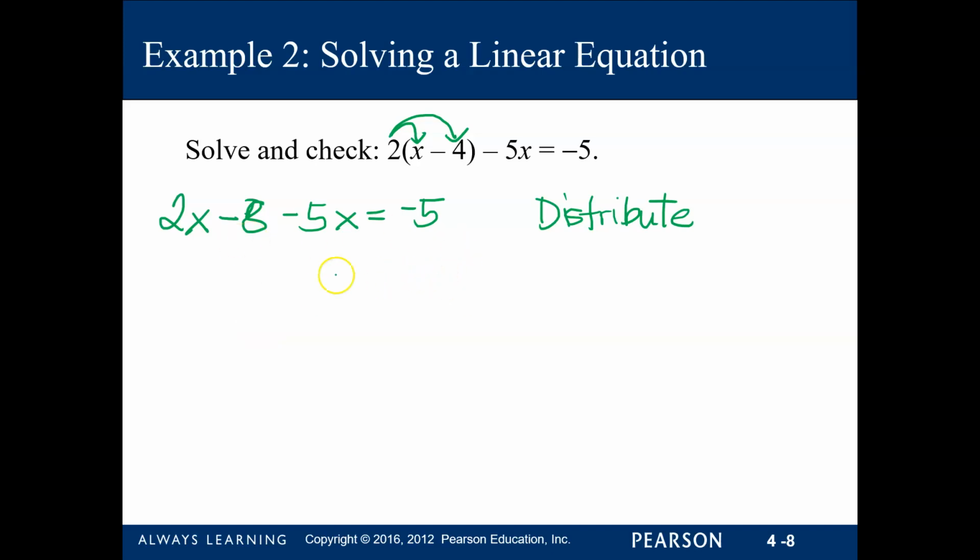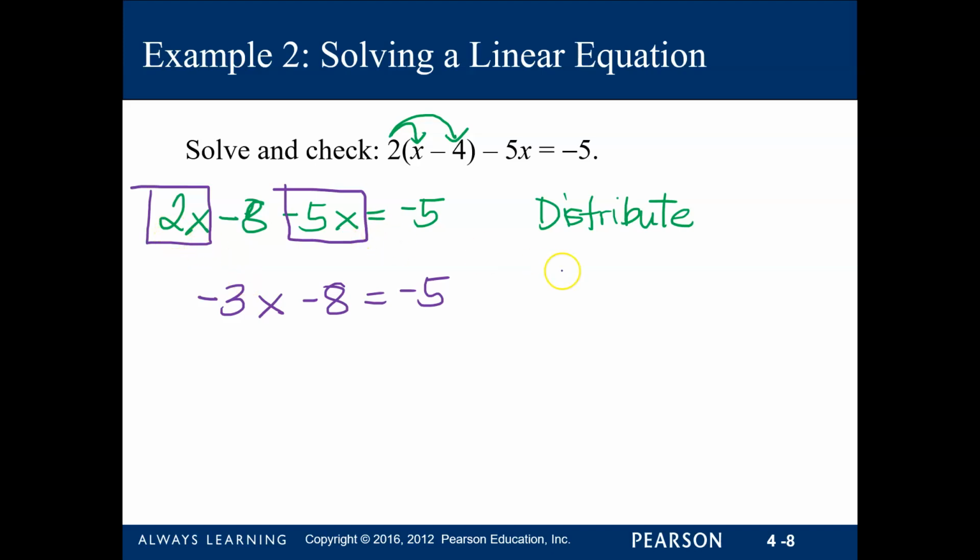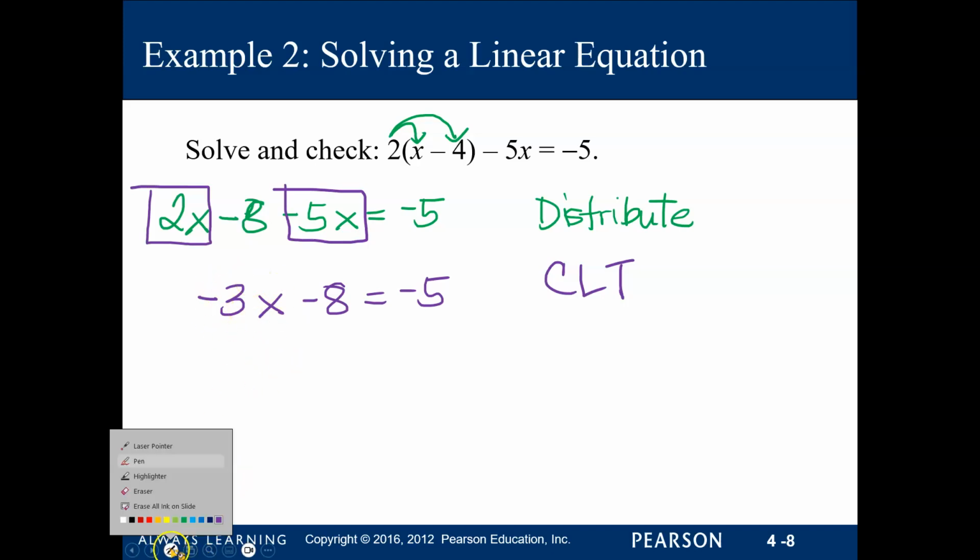And then what do we do next? Well, we can actually switch minus 8 and minus 5x here, or you can already work with combining like terms. You can see that you have the 2x and the minus 5x. If we combine them, that will give us 2 minus 5, that's negative 3x. And then you still have your minus 8 is equal to negative 5. So what we did here was combine like terms. And now we want to make sure that the variable x will be by itself on the left side, since it's on the left side.